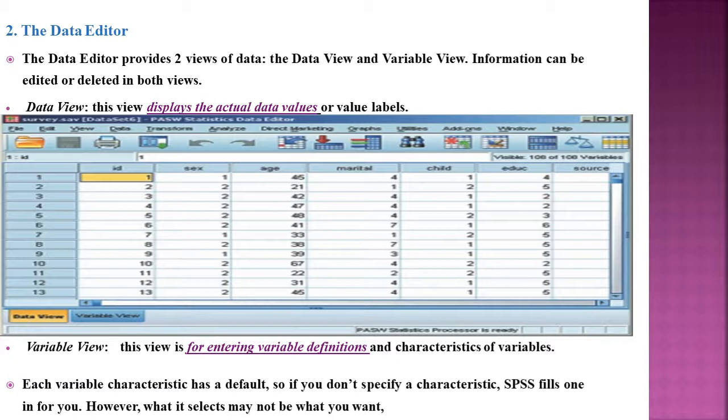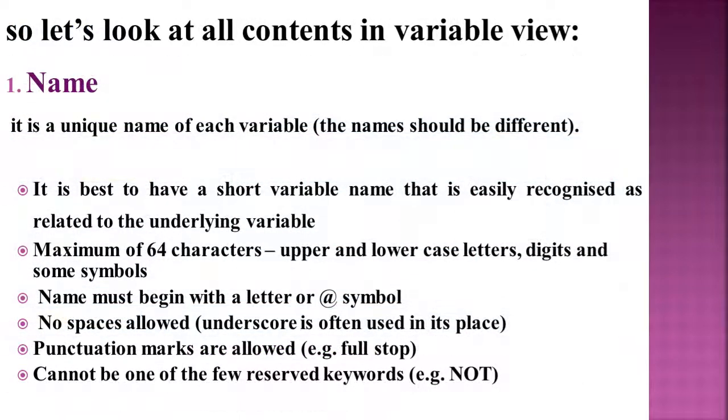Variable view. This view is for entering variable definitions and the characteristics of variables. Each variable characteristic has a default. So, if you don't specify a characteristic, SPSS fills one in for you. However, what it selects may not be what you want. Let's look at all contents in variable view.